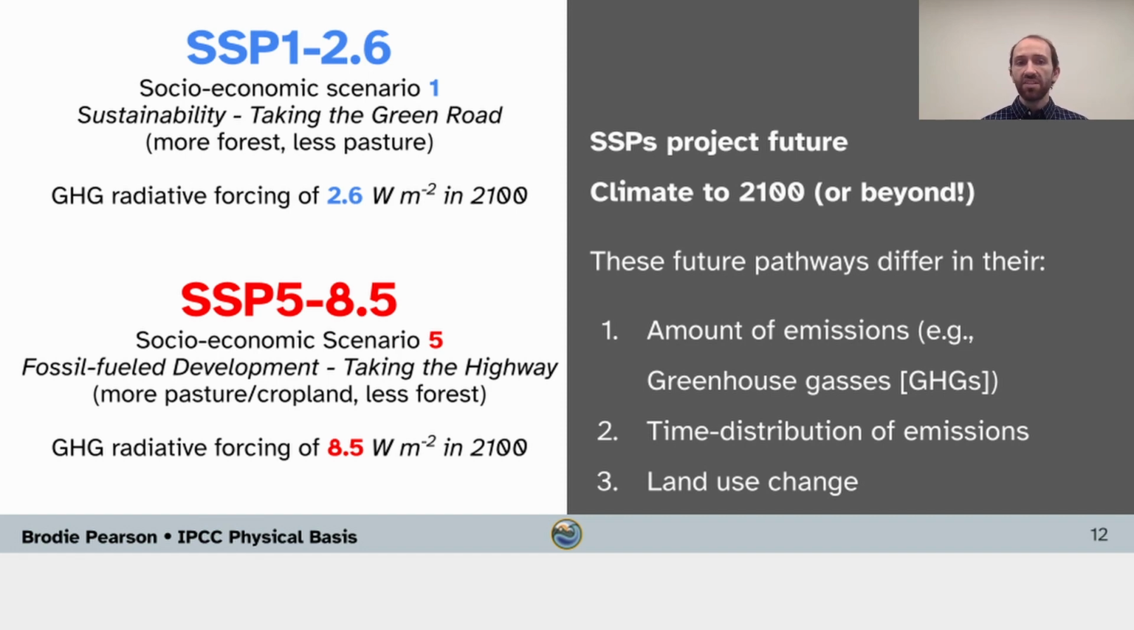We're also going to be working with a second scenario called SSP 5 8.5 today. Now that first number is now a 5, which denotes socioeconomic scenario 5 called fossil fuel development taking the highway. Unsurprisingly, the name suggests this is a more industrialized future scenario where there is more pasture and cropland and less forest. And it's got higher emissions. And so that second set of numbers, 8.5, denotes a much higher greenhouse gas radiative forcing in 2100 of 8.5 watts per meter squared. So now in this tutorial, you're going to be taking data from both these scenarios and comparing how they differ for their future projections.